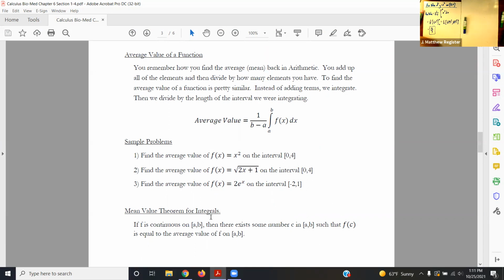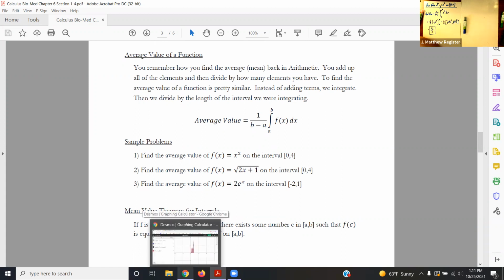We also have the mean value theorem for integrals, which, there's nothing that interesting or valuable for our course related to it, but here it is. If f is continuous on a to b, then there exists some number c in AB such that f of c is equal to the average value of f on AB.